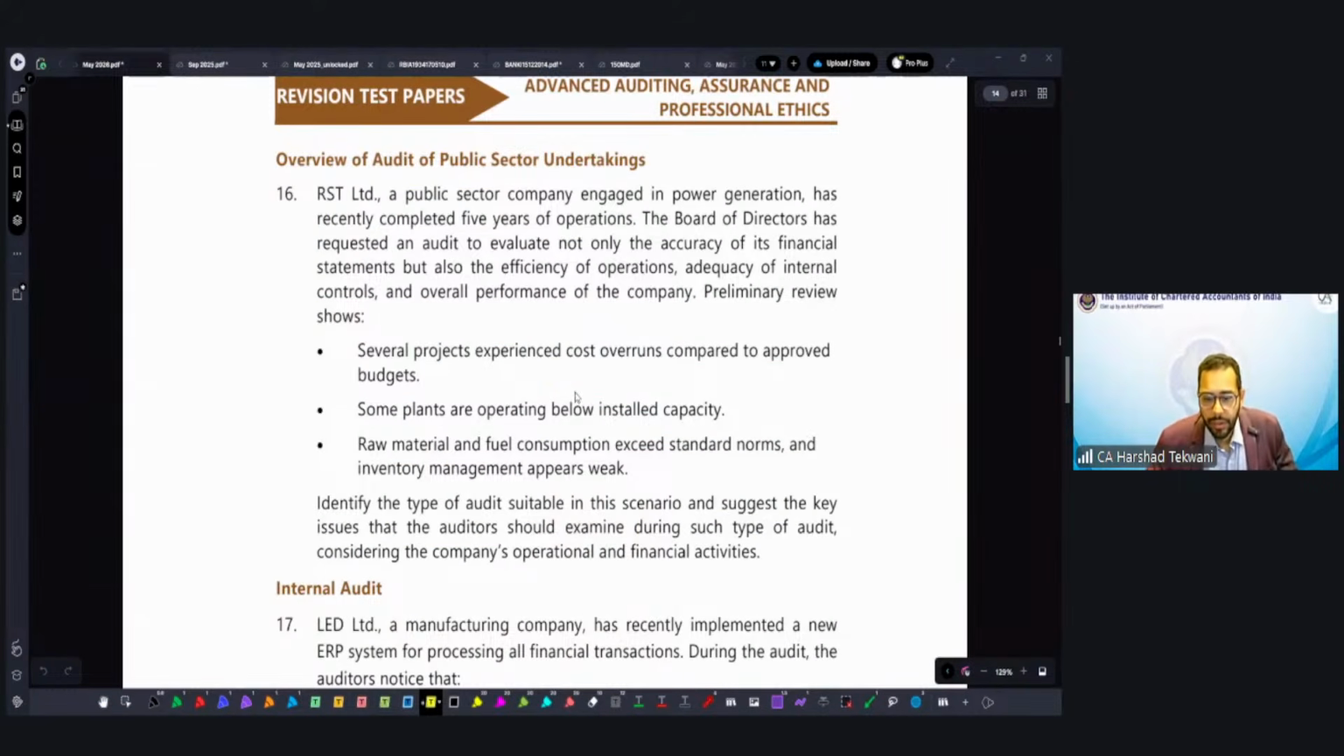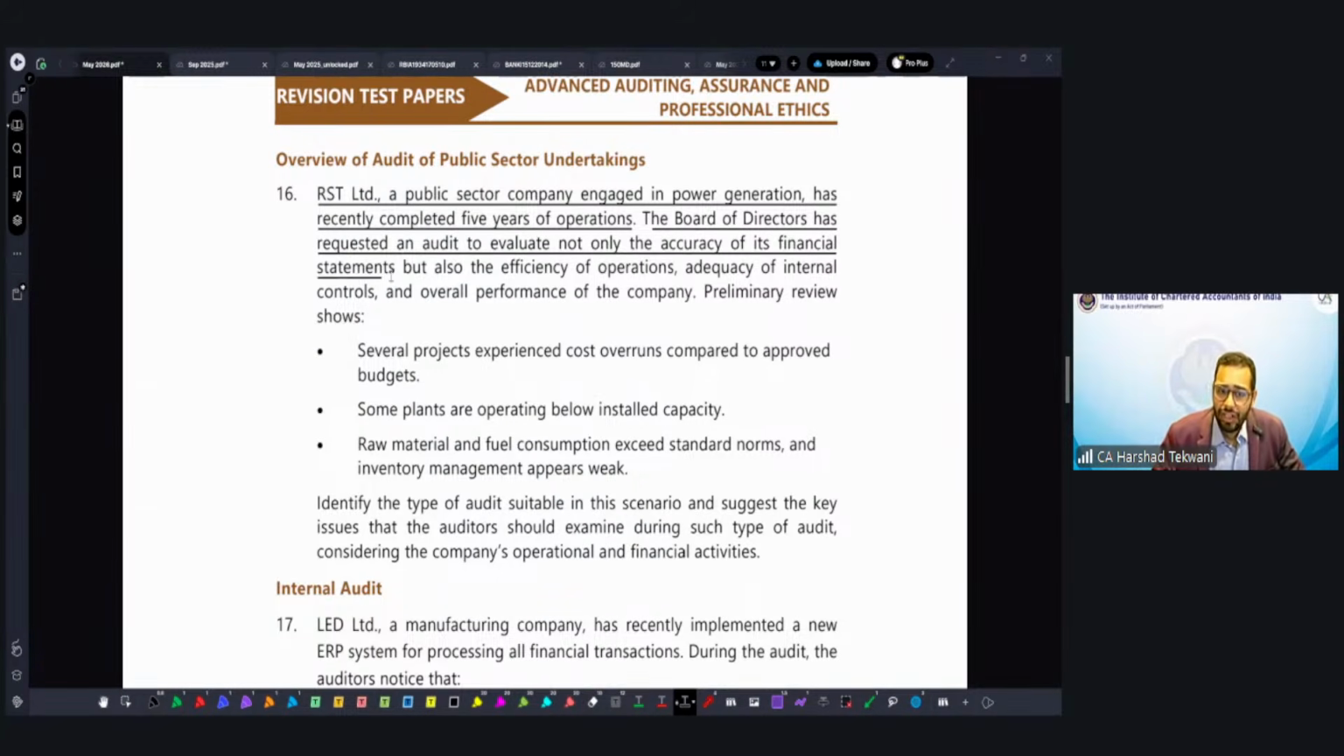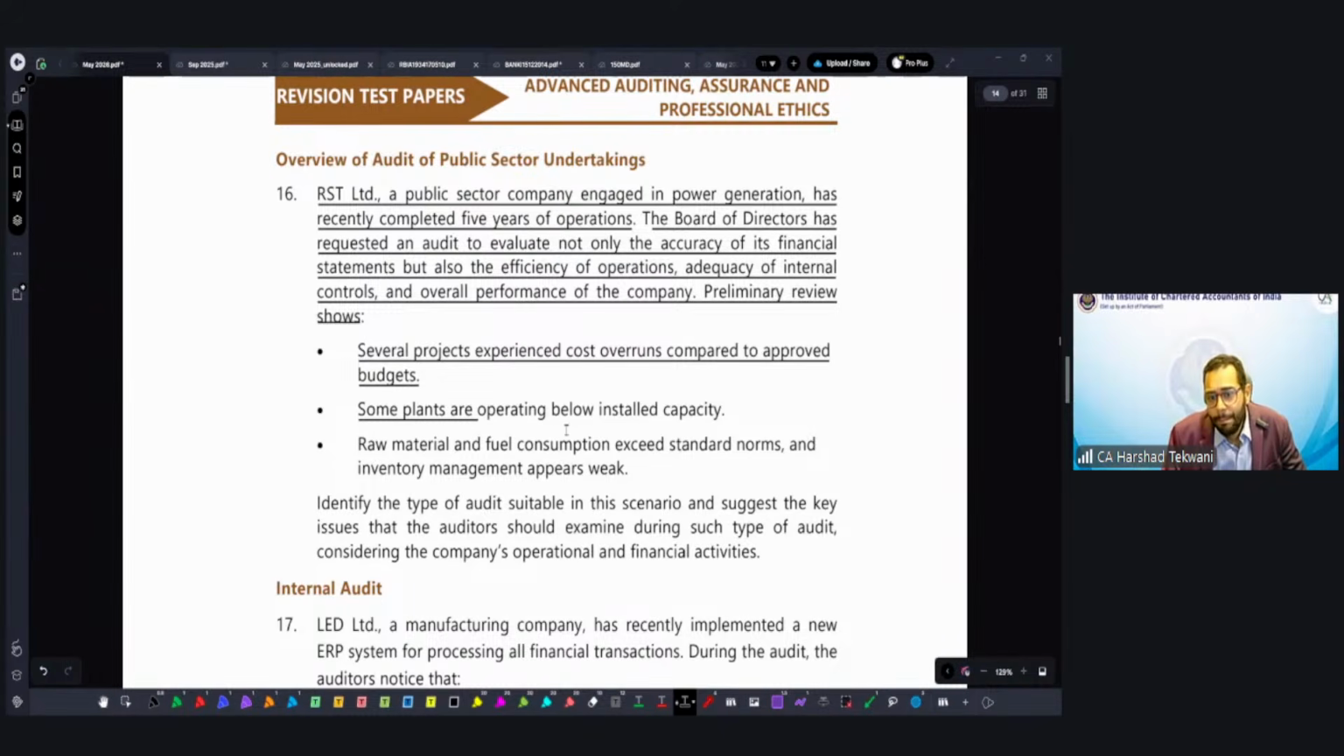So there's a question. RST Limited, a public sector company engaged in power generation, has recently completed 5 years of operations. The board of directors have requested an audit to evaluate not only the accuracy of the financial statement, but efficiency of the operations, adequacy of the internal controls, and overall performance of the company. Preliminary review shows several projects experience cost overrun compared to approved budgets. Some plants are operating below installed capacities. Raw material fuel consumption exceeds standard norms and inventory management appears weak.